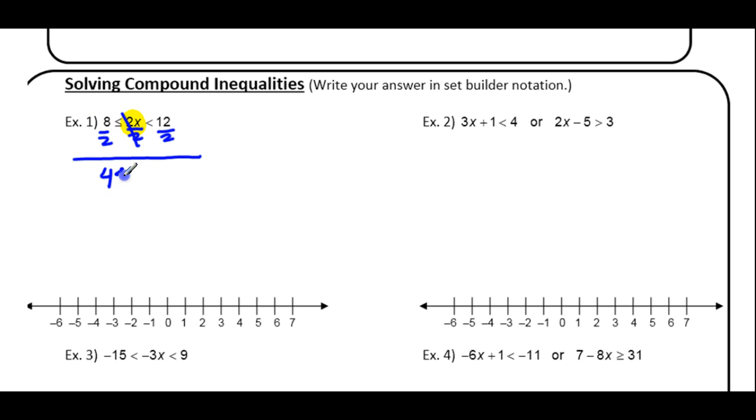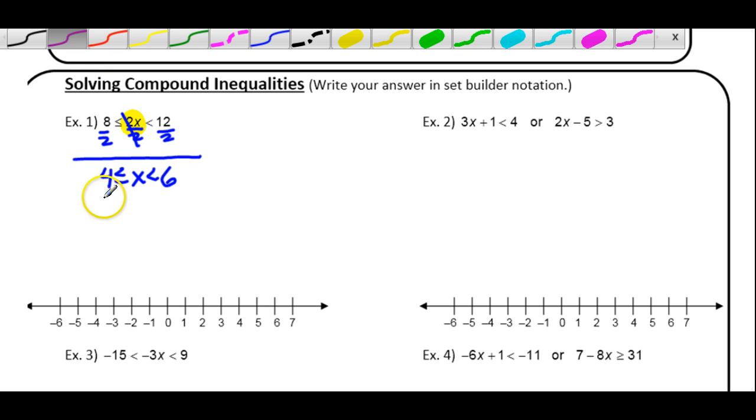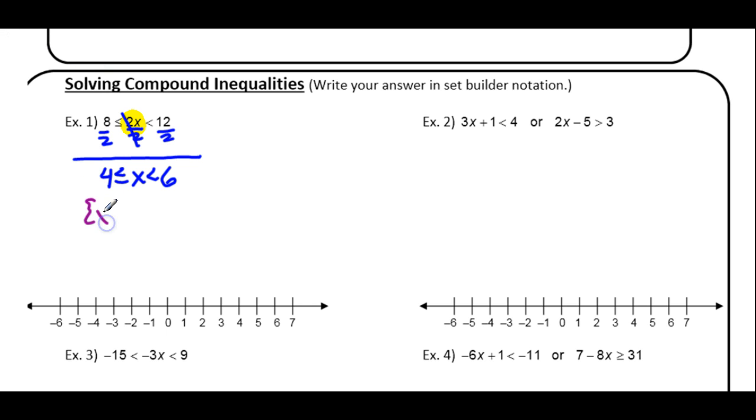Bring down that less than or equal to sign. The x is now by itself. Then bring down your less than sign. 12 divided by 2 is 6. That is our answer: x is greater than or equal to 4, and x is less than 6. So, to put that in set builder, the set of all x's such that, and you just write your answer here.